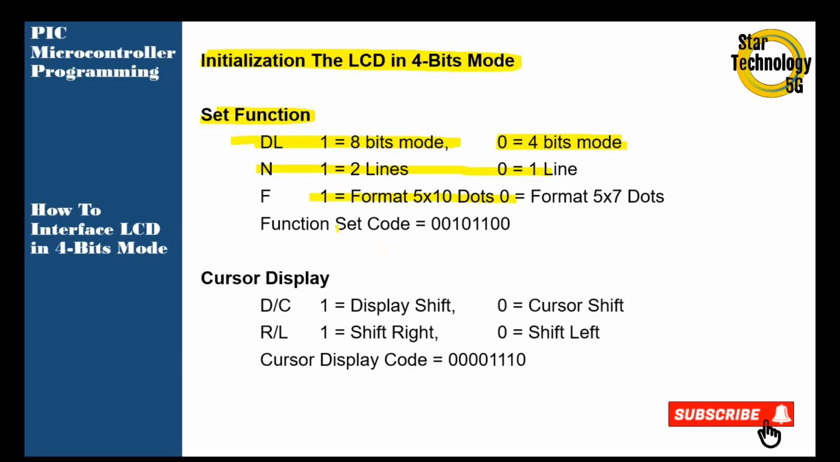Here is the function of the LCD in 4-bit mode. You see here we use 0 for 4-bit mode, and all other we use N equal to 1 and F equal to 1. Here is the cursor display. D over C, 1 is equal to display shift, 0 is equal to cursor shift, R over L equal to 1 is shift right cursor display code. We will use both code, this code and this code, to initialize the LCD in 4-bit mode.